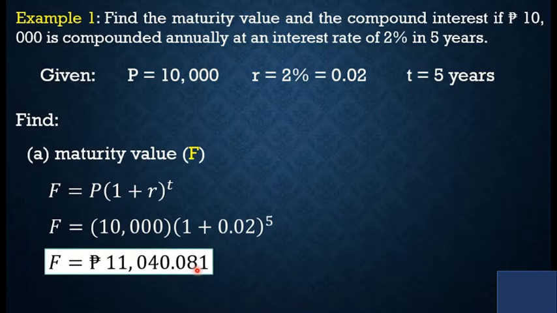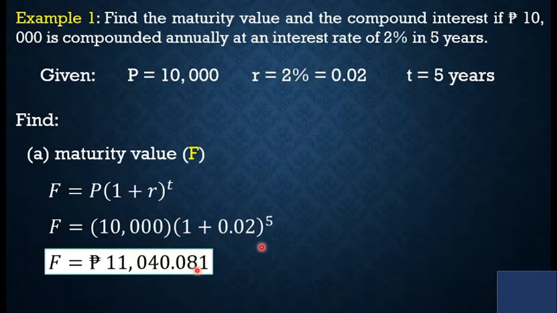F equals 10,000, our principal, times 1 plus 0.02, the rate, to the power of 5. Once you get that, students, multiply it by 10,000. So, the answer is 11,040 pesos and 81 centavos. Okay, is that correct?